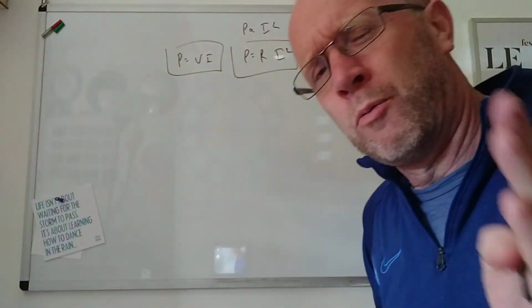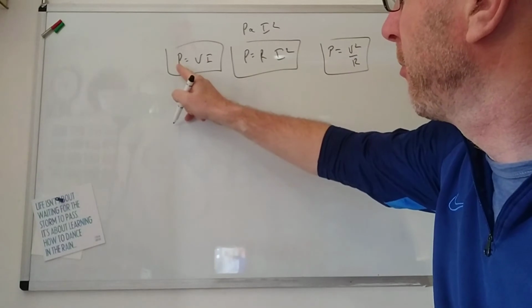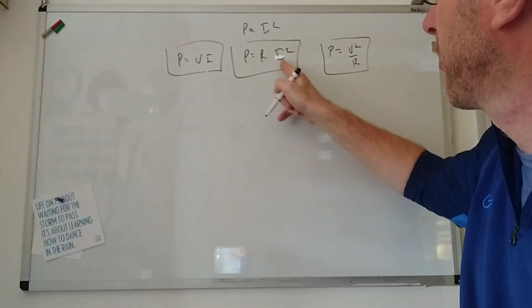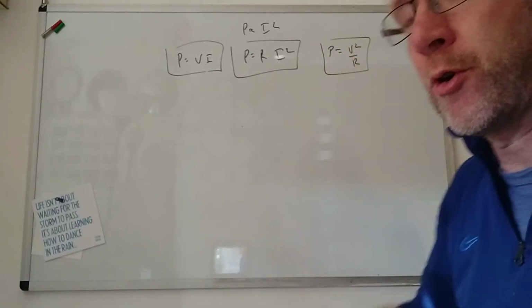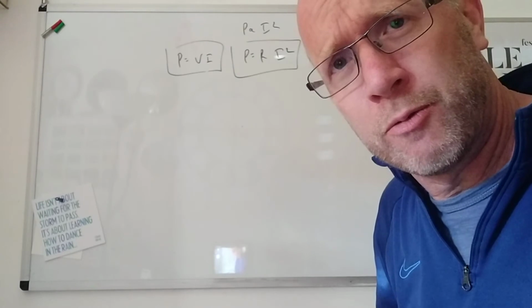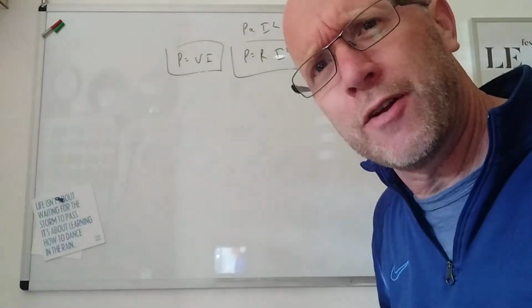Now, back to the idea that power is energy per second. So remember, if you see this, this means that the energy per second is VI, the energy per second is RI squared, the energy per second is V squared over R. I want you to be able to, at any stage, without having to write it down and learn it off, if you know the three of these, you know three more formulae, you know the energy formulae.